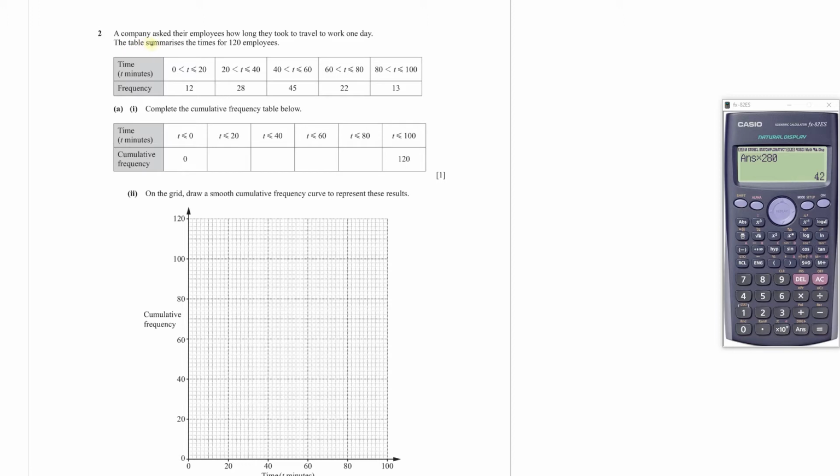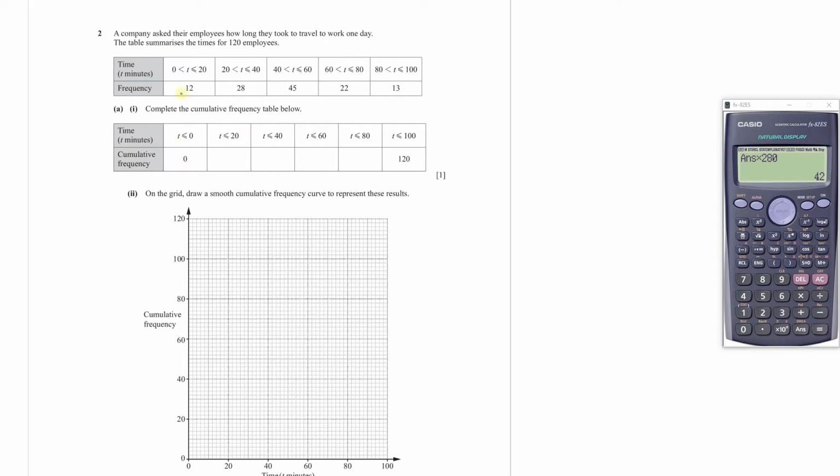Question number 2: a company asked their employees how long they took to travel to work one day. The table summarizes the time for 120 employees. So 12 employees took between 0 and 20 minutes to travel to work, 28 employees took between 20 and 40 minutes, and so on. The first part is: complete the cumulative frequency table below.